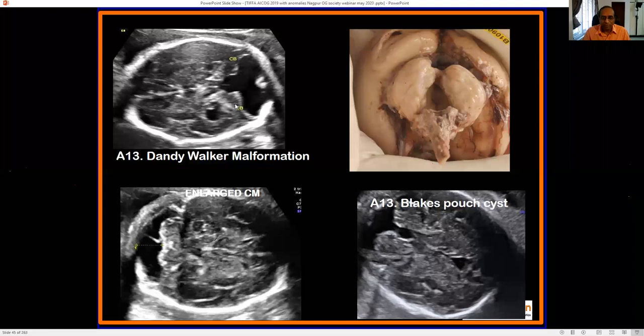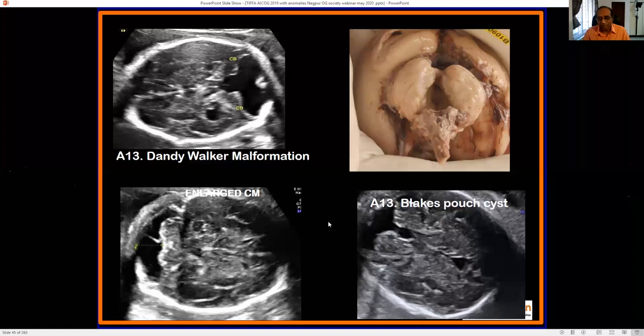When you come to the posterior fossa, a posterior fossa cyst could give you a diagnosis of a Dandy Walker malformation if both cerebellar hemispheres are hypoplastic and pushed aside. Here you can see a complete absence of the vermis, or you can have an enlarged cisterna magna. And remember, all posterior fossa cysts are not Dandy Walker malformation. You could also have what is called a Blake's pouch cyst, which mimics a Dandy Walker malformation. We need to do some extra planes and possibly a digital sound to sort out the diagnosis.